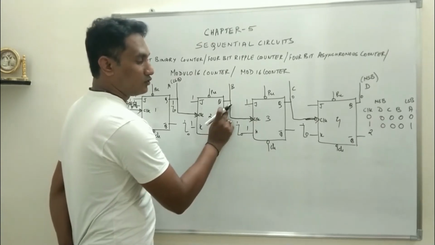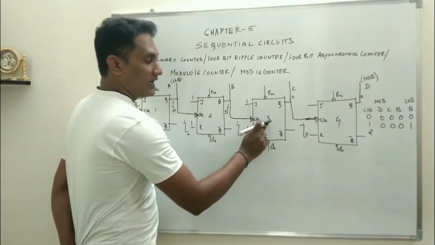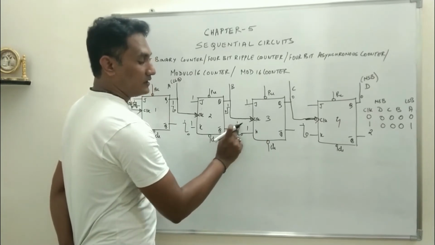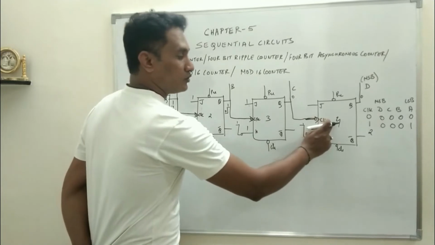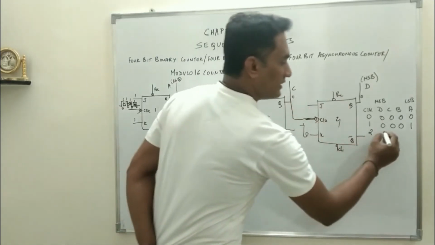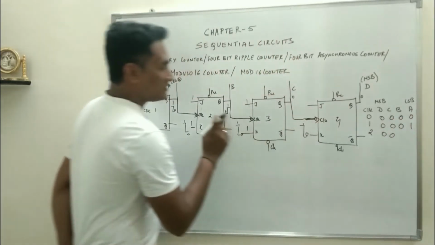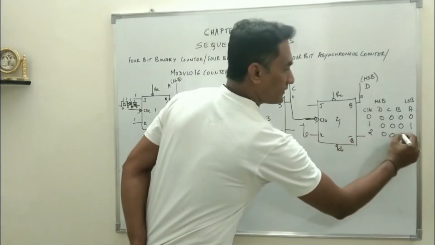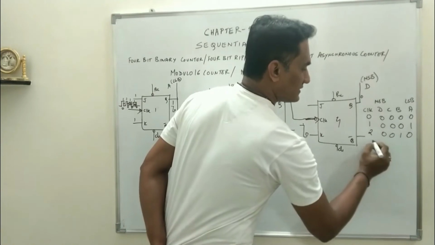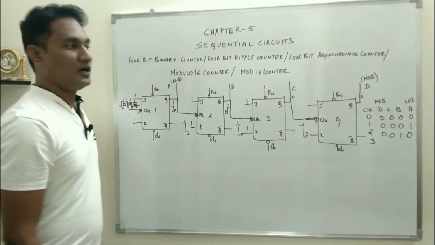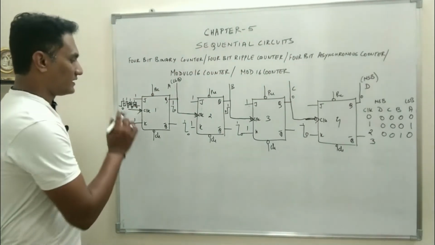As it is going from 0 to 1, it will have no effect on 3, as the clock input will be triggered only when the output goes from 1 to 0. So no change on 3, there will be no change in 4, C and D will remain 0. B has changed from 0 to 1 and A has gone from 1 to 0. So this is the second state, 0, 0, 1, 0 at the end of the second clock pulse.